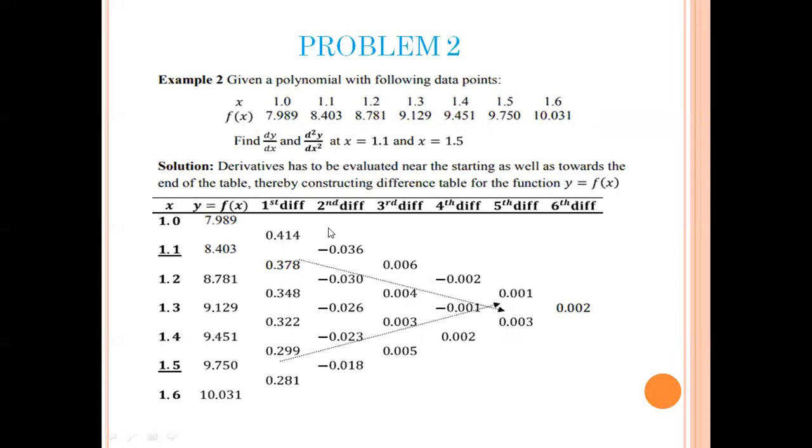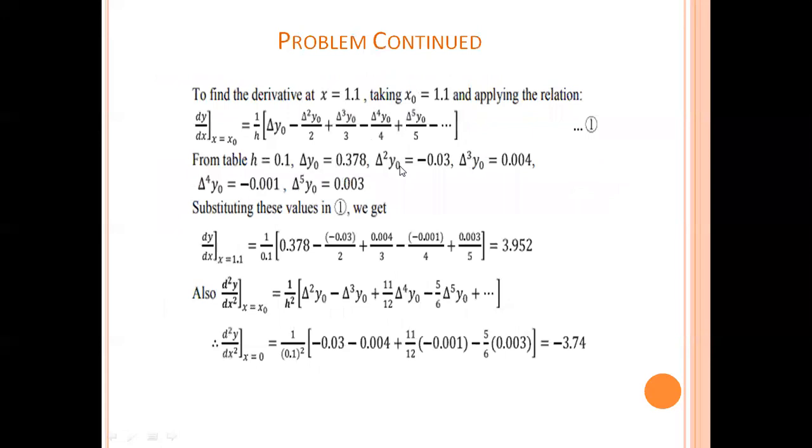So x = 1.1 is the second value of x. We will consider Δy0 as 0.378, and similarly Δ²y0 is -0.03, Δ³y0 is 0.044, Δ⁴y0 is -0.01, and Δ⁵y0 is 0.003. Substituting all these values, I get dy/dx at x = 1.1 as 1/h times these values, which gives 3.952.